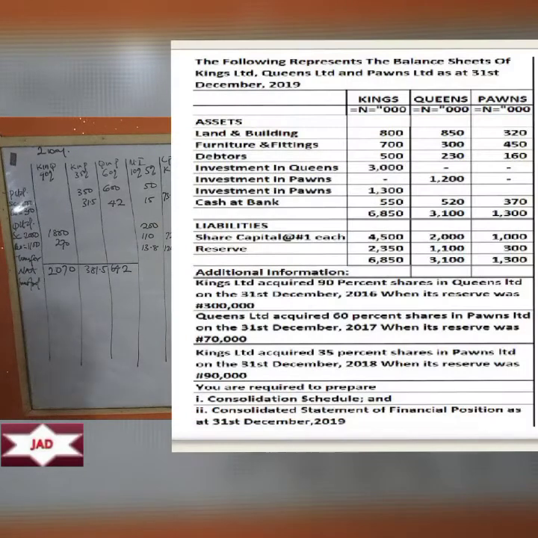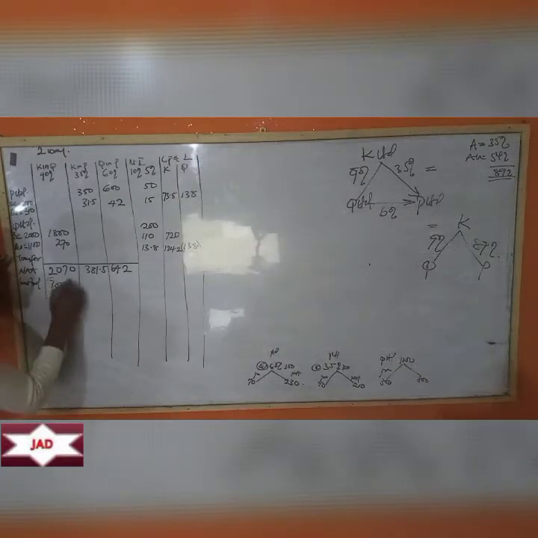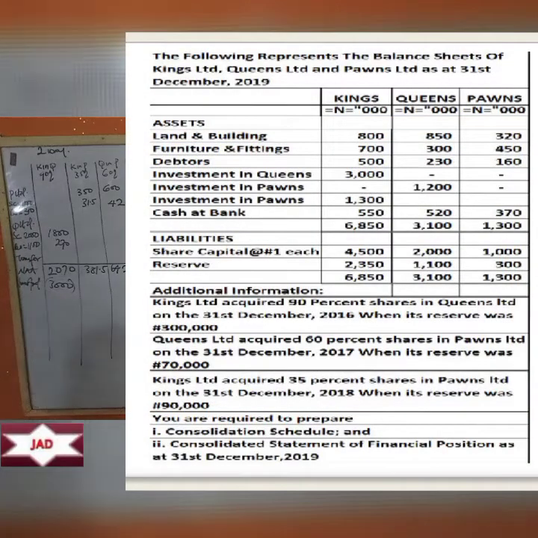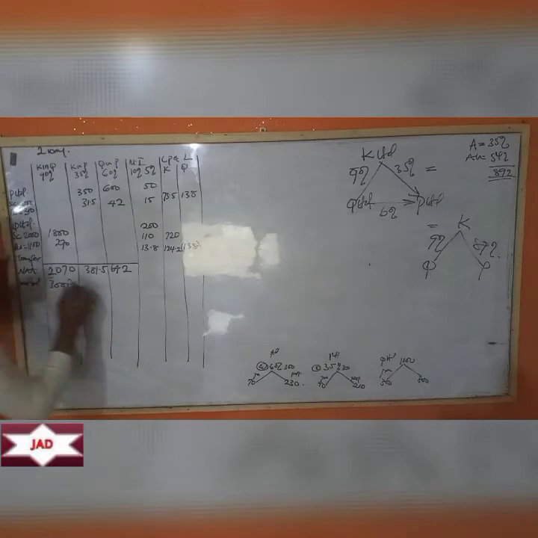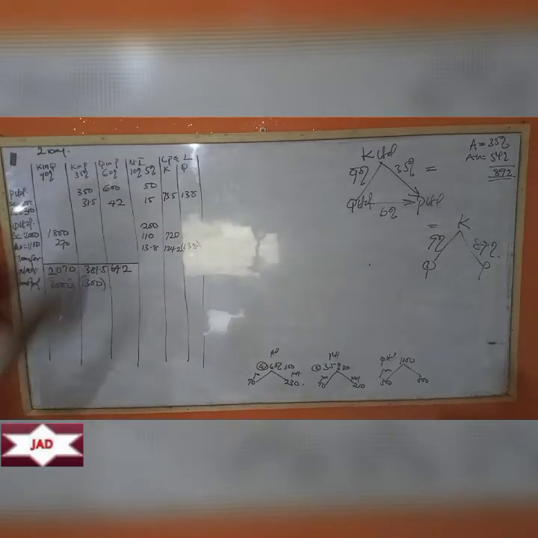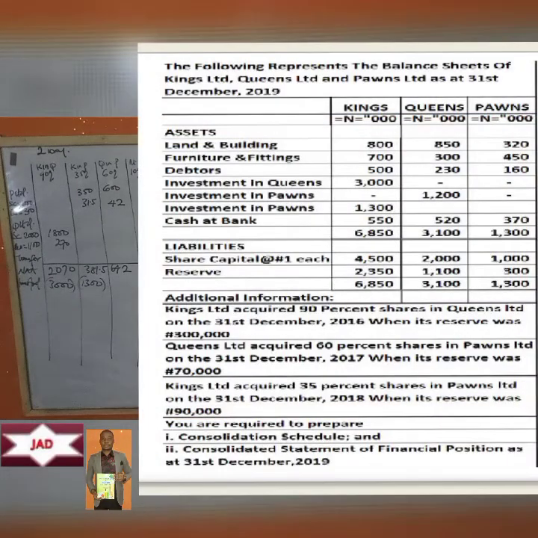So let's go. What are the investments? What is K's investment in Q? 3,000. K in P at 35%, how much? What's the investment of K in P? 1,300. And what is the investment of Q in P? 1,200.